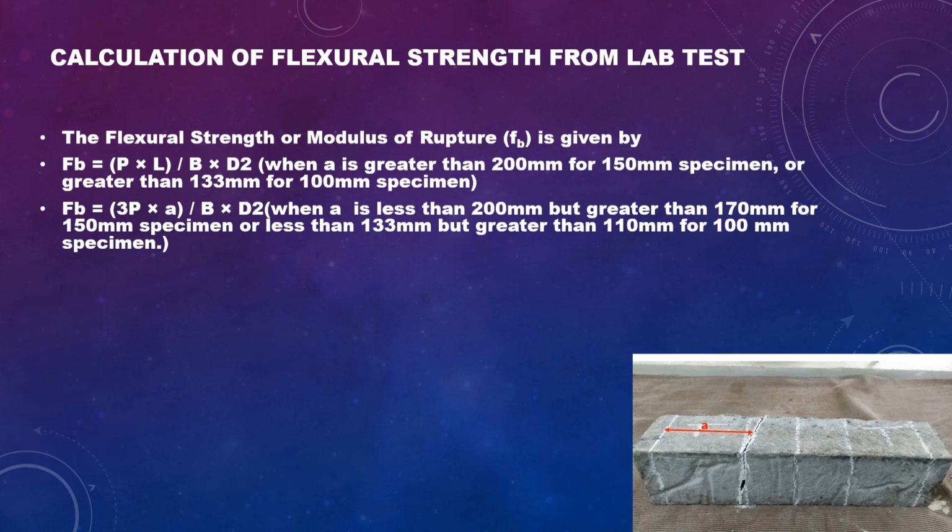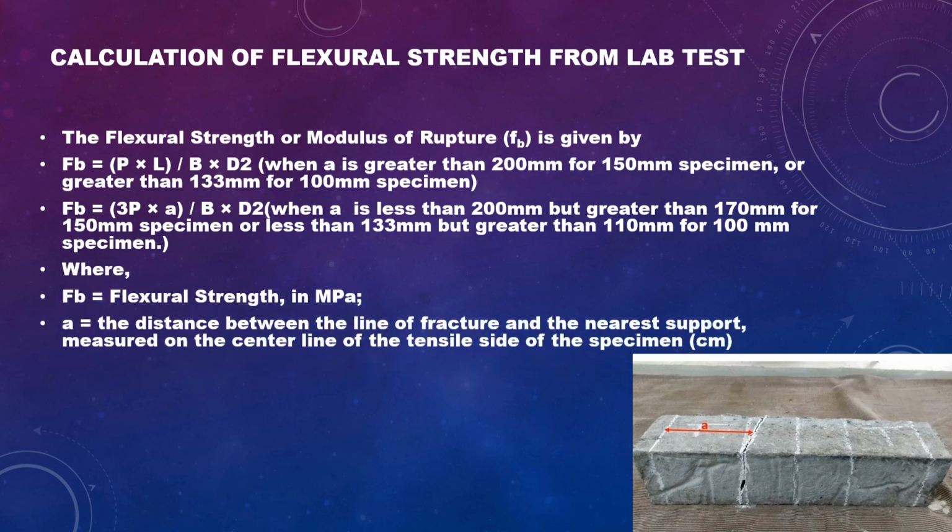but greater than 170 mm for 150 mm specimen or less than 133 mm but greater than 100 mm for a 100 mm specimen, where Fb is the flexural strength and A is the distance between the line of fracture and the nearest support measured on the center line of the tensile side of the specimen.